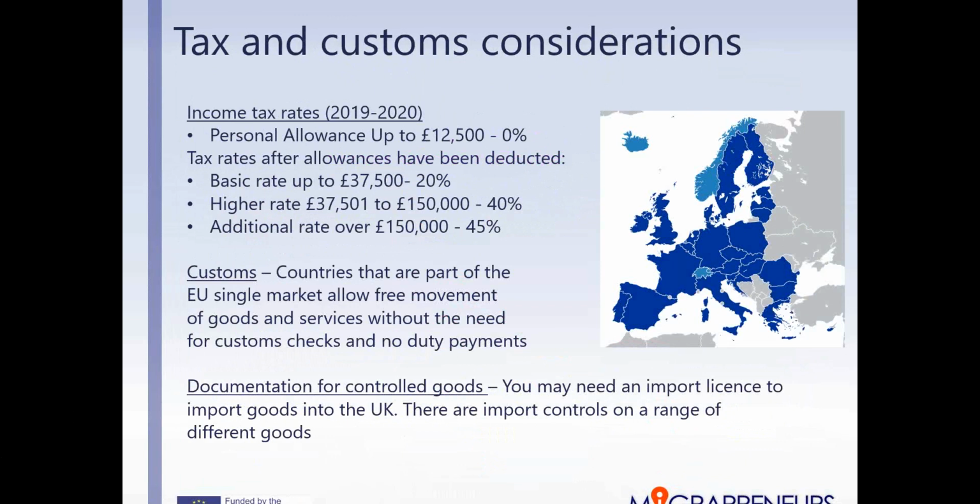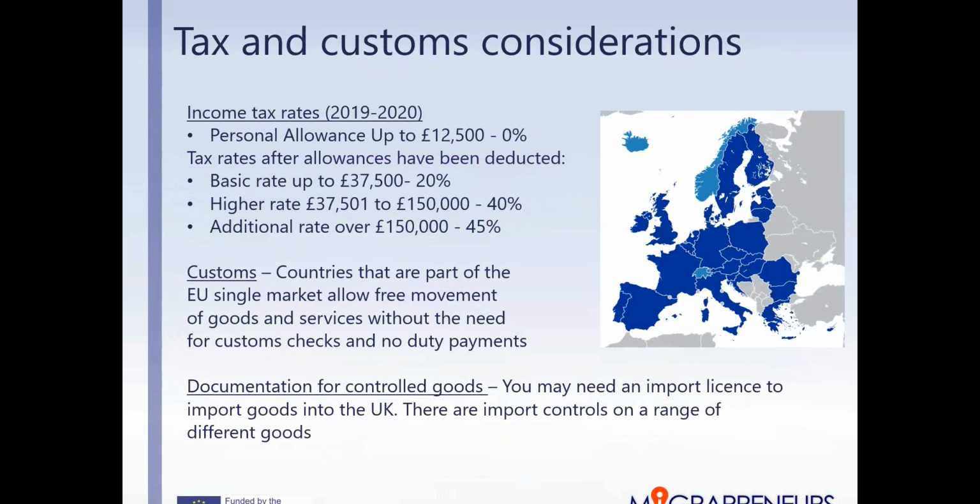Countries that are part of the EU single market allow free movement of goods and services without the need for customs checks, and there are no duty payments unless you are trading in controlled goods. So be aware of that and check if you're dealing with controlled goods, things like alcohol, cigarettes, firearms, some food and some textiles. You will need to check that out.